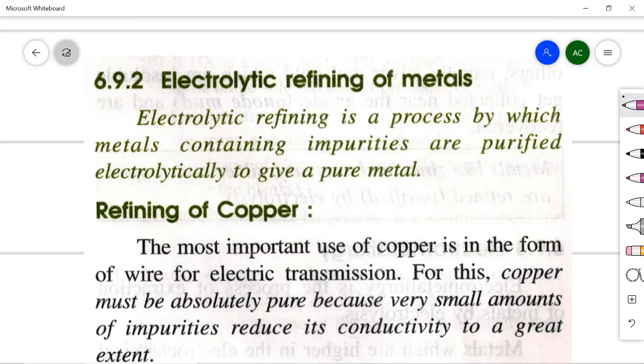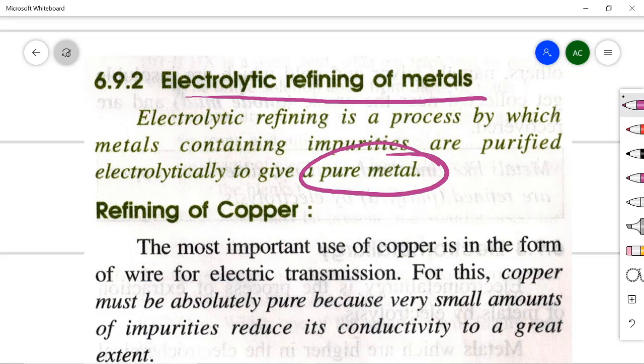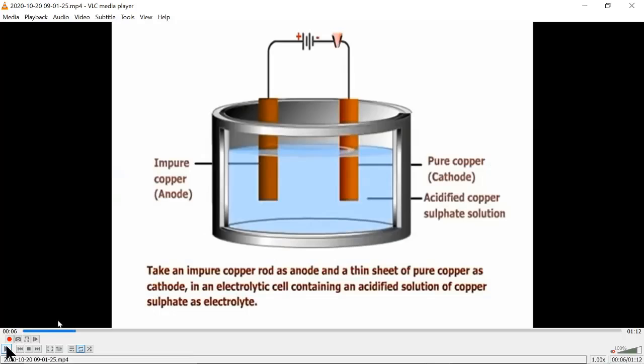Now, we will see electro-refining of metals. So, this is the next application of electrolysis, where metals are refined through electricity. So, how is this refining done? Electrolytic refining is a process by which metals containing impurities are purified electrolytically to give a pure metal. So, impure metal is converted into pure metal. So, let us see one example, refining of copper. Let us see how copper is purified.